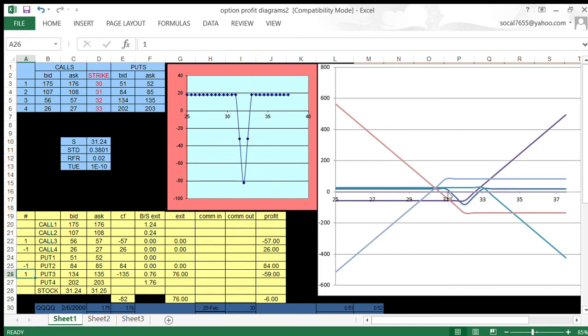And here are the pieces of this that we need to be concerned with. There are 4 option positions. Again, we're long call 3, you can see down here. We're long call 3, short call 4, short put 2, and long put 3. And of course in the diagram we'll see 5 lines, one for each of these, and then the net total.